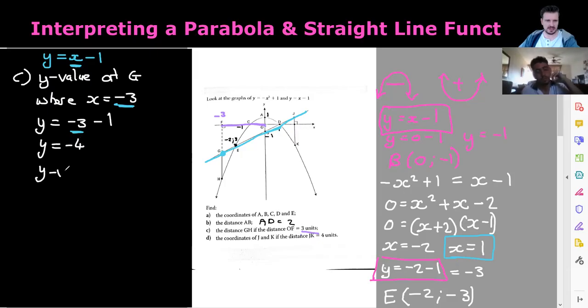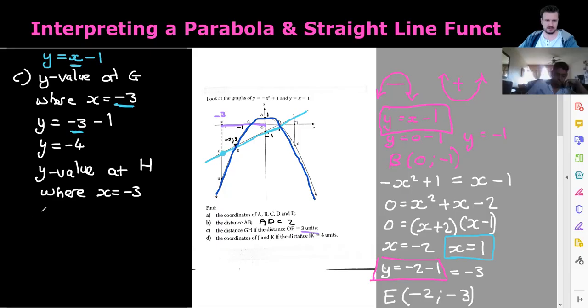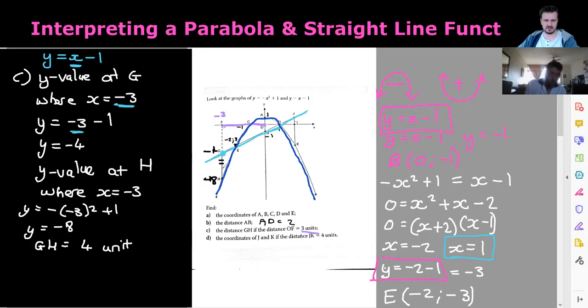And now we get the y value at H. That's also where x is equal to -3, but we now sub it into the parabola. So this is going to take a bit longer because it's y equals negative, and put a -3 squared plus 1. -9 plus 1 is -8. And so the distance, therefore, GH is equal to 4 units. So that's -8, and that's -4. The distance will be 4.